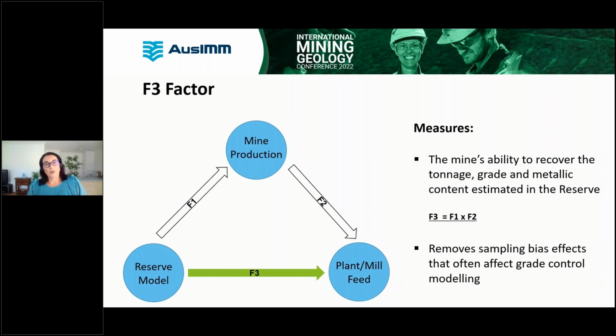An advantage of the F3 metric is that it does remove that sampling bias that often affects grade control planning. So we know that there's usually a grade control model, or another type of model that's sitting between the mine production and the reserve model. So the F3 just takes out all of those sampling bias effects.